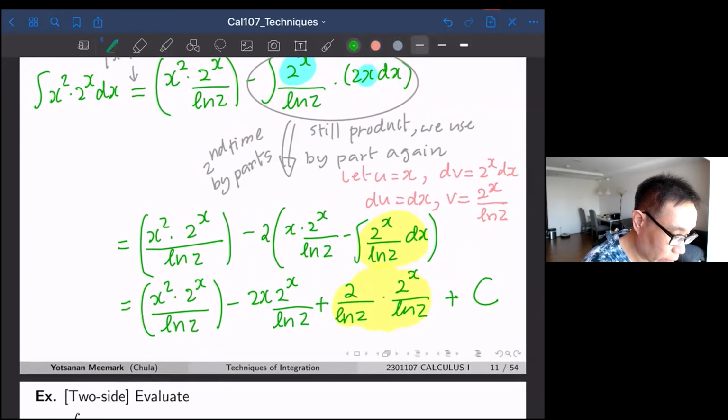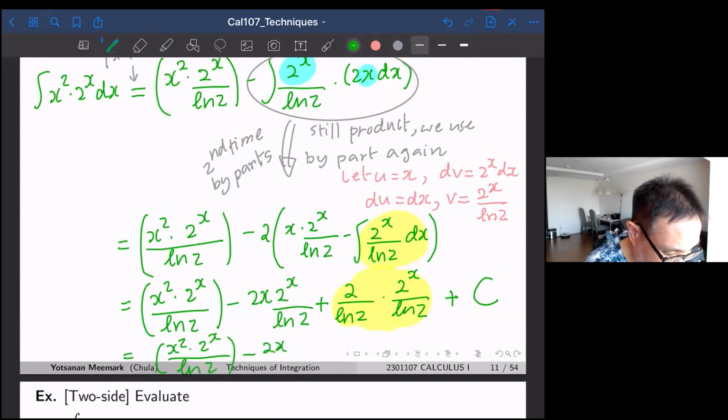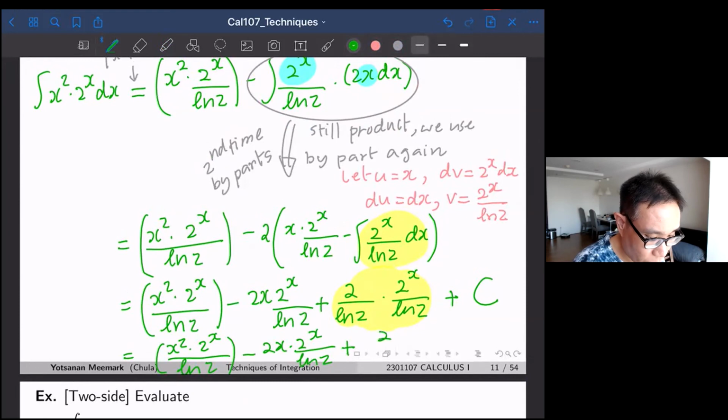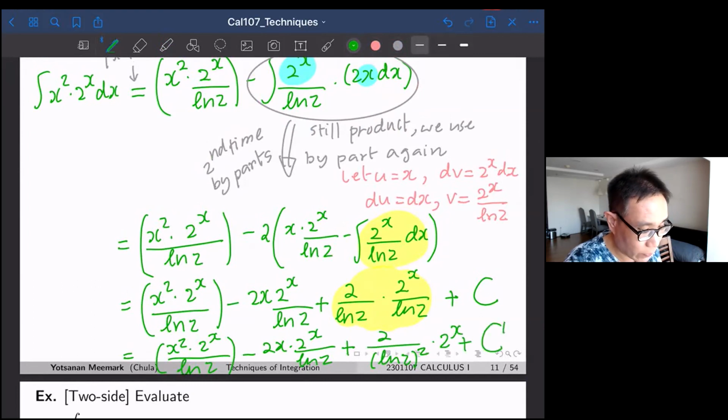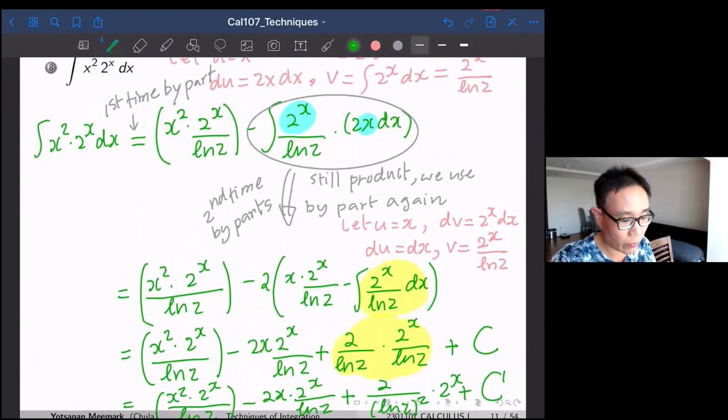So I do not need to simplify this one, but let's simplify it a little bit. So you get x squared 2 to the x over log 2 minus 2x times 2 to the x over log 2 plus 2 over log 2 squared times 2 to the x plus c. Okay, so this is how we obtain the final answer in this case.